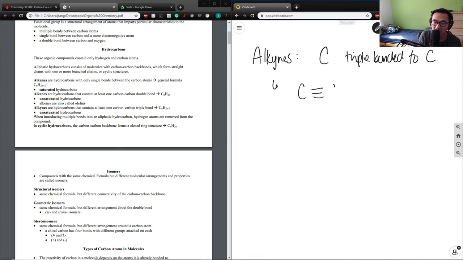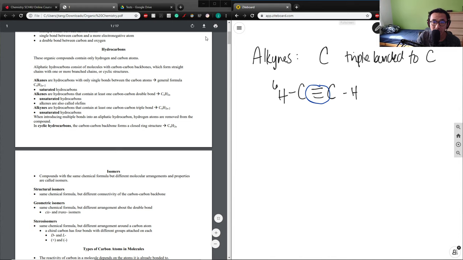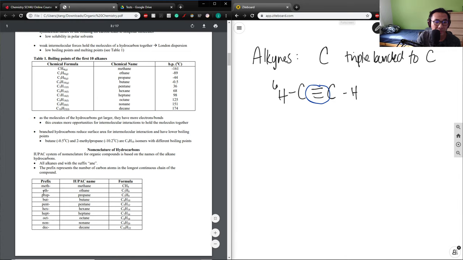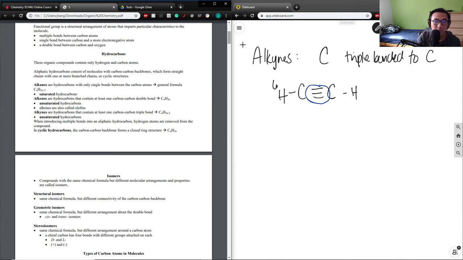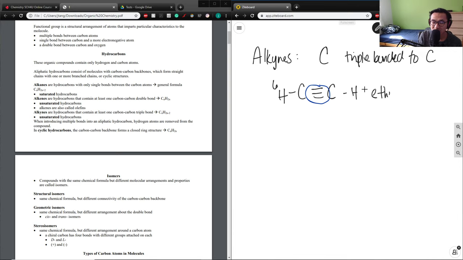So again, this is my structural diagram, and this triple bond denotes that it is an alkyne. If I were to name this, remember, I have two carbons, so that's my longest chain. My prefix for that is eth. Because I have a triple bond, it's going to end in -yne. So it always ends with this suffix here. So ethyne would be my chemical name. And my chemical formula, if I count this out, is 2 carbons and 2 hydrogens. So it's C2H2.